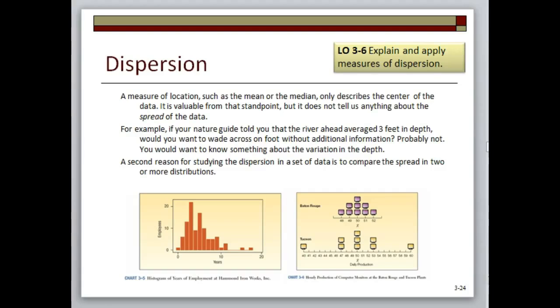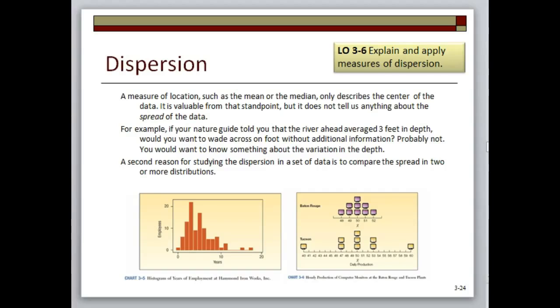For example, if your nature guide told you that the river ahead averaged 3 feet in depth, would you want to wade across on foot without additional information? Is that enough information for you to use in deciding whether or not to cross the river? Probably not. You would want to know something about the variation in the depth.